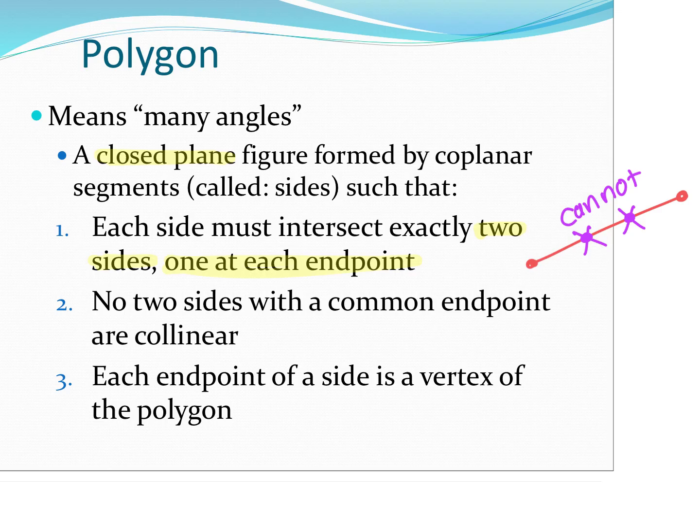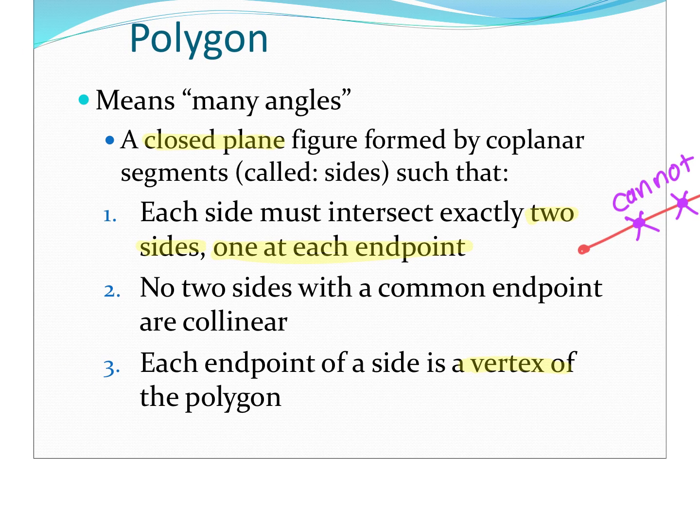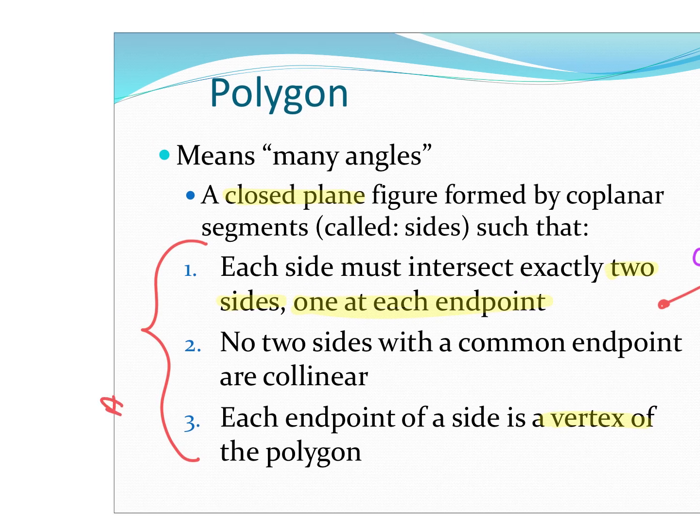And the last thing is each endpoint of a side is a vertex of the polygon. So when you have your 2 sides meet at a specific point, that point is called your vertex. And you'll see that in the problems. It'll say vertices. That means more than one. But all of these things must happen in order for something to be called a polygon. So all must happen.